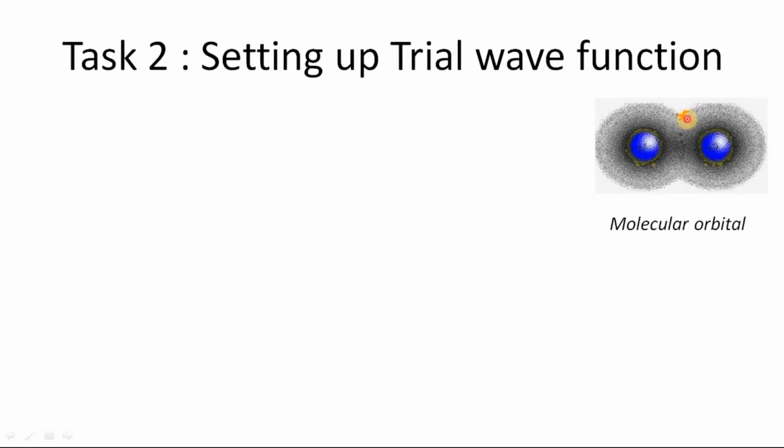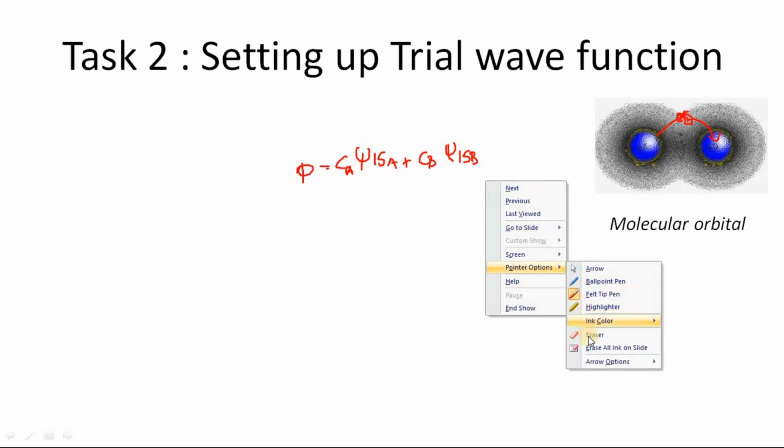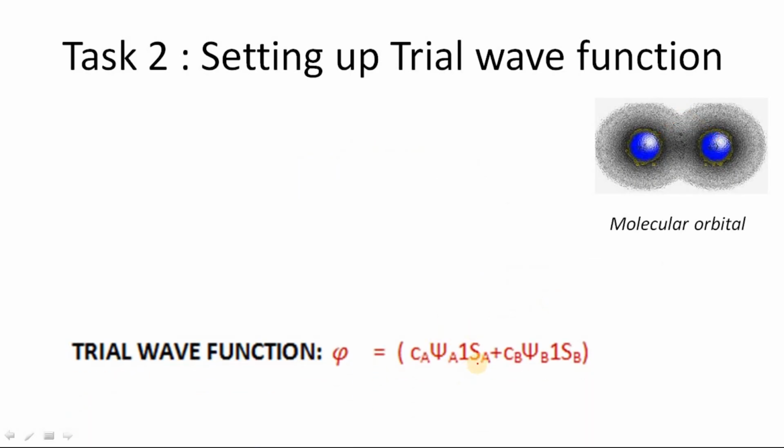So let us presume there is only one electron, and that electron is somewhat closer to the nuclei, and this can be simply written as a trial wave function phi. Towards nuclei A, we have a coefficient Ca, and the wave function psi 1sA. However, this electron is also tied to nuclei B, whose coefficient is Cb. And what is the wave function of that electron with respect to nuclei B? That is psi 1sB. Now this is how we set up a trial wave function.